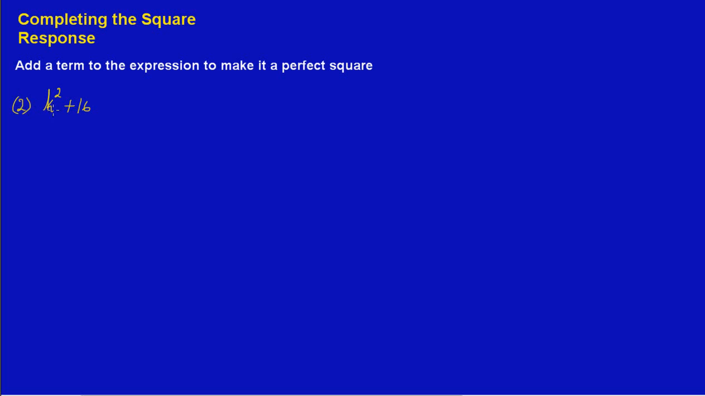Just to explain a little bit more. Here we have a quadratic, and we are asked to add a term to this quadratic to make it a perfect square.